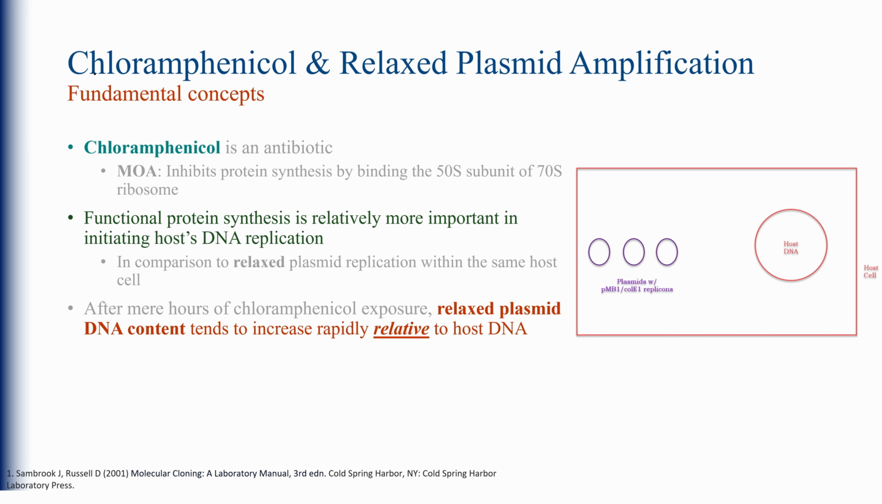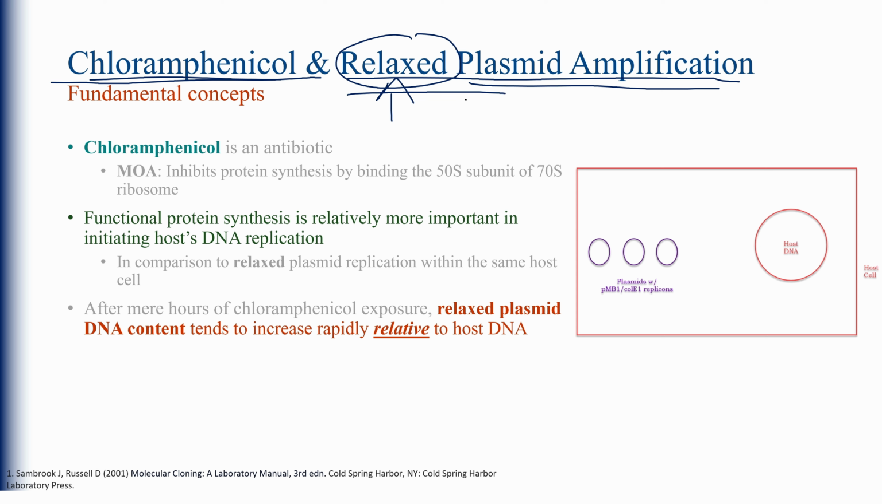So there is a practical reason to understand relaxed and stringent replication of plasmids. One of those reasons is that you can use chloramphenicol to perform relaxed plasmid amplification. In the name, we're talking about amplification of plasmid DNA, and specifically those plasmids that engage in relaxed replication. Chloramphenicol amplification of plasmids, that is, increasing the number of plasmids in a given host cell via chloramphenicol, only works if the plasmid engages in relaxed replication. It does not work if the plasmid engages in stringent replication. So keep that in mind.